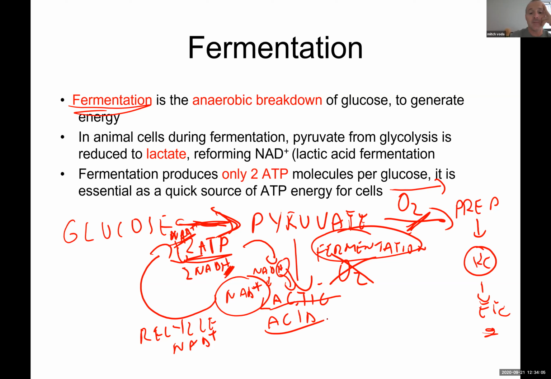Now, if you're done running, you stop. You still have your muscle burning. Now what's going to happen? It's basically the reverse. Lactic acid is taken back to the liver from the muscles, and it's turned back into pyruvate or into glucose.